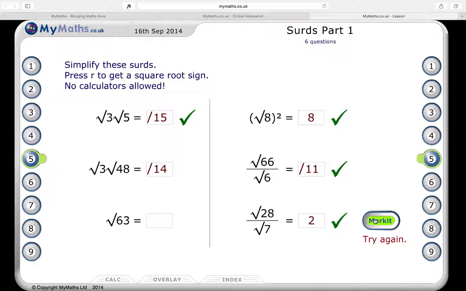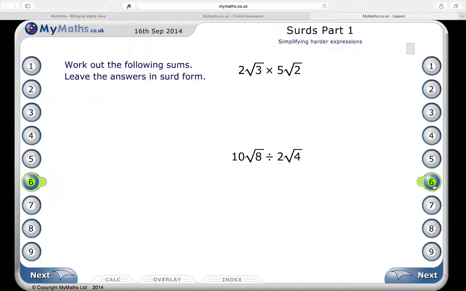And mark it now. It may say that those two are wrong, that's because that can be simplified. But I'm not going to do that now, you can obviously work out what that is. So work out the following sums, leave your answer in surd form.